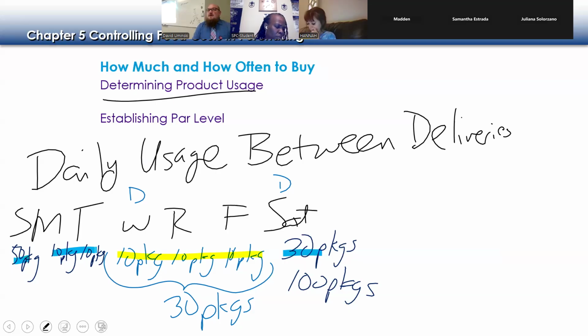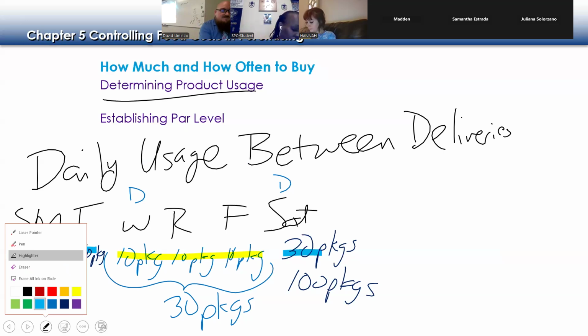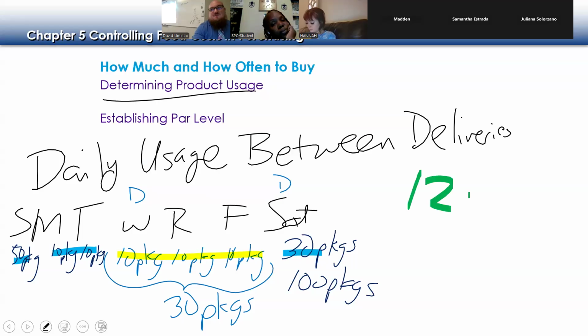And establishing our par. Now we might decide, okay, maybe we're going to order 105 packages. Well, then I just have 5 extra packages, meaning I'll have a few extra just in case I get busier than I thought I was going to, right? Or what happens if my case has 12 packages? So if I'm going to change that count to packages.